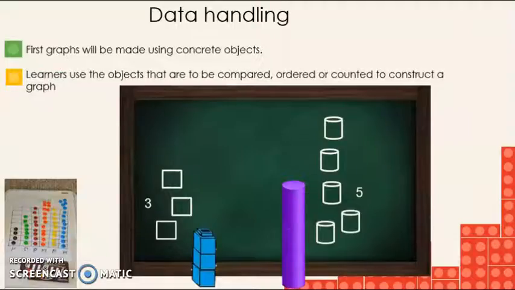The technique of constructing graphs needs many opportunities for practice. The first graphs will be made using concrete objects, as we could see in the video. Learners use the objects that are to be compared, ordered, or counted to construct a graph. 2 piles of objects can be placed against a wall, as on the screen, in order to compare the number of objects in each pile.